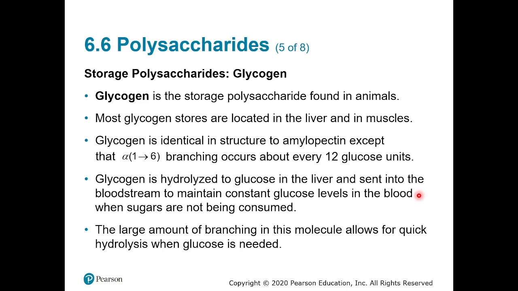Okay? So the large amount of branching in the molecule actually allows for quick hydrolysis when the glucose is needed, because you have more ends that you can work on, right? So how you hydrolyze these starch, amylopectin, glucose, all of these, is you actually chop away at the end. Okay? And so you digest it from the end. If it's all one long chain, you can only digest that one chain at a time, right? The more chains you have coming off of it, the faster you can digest it.